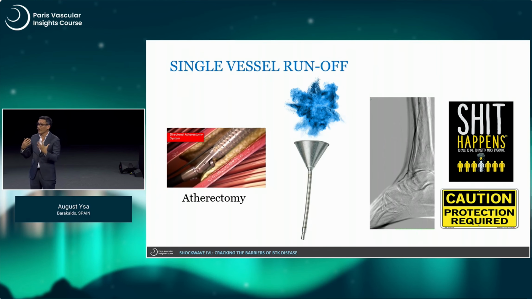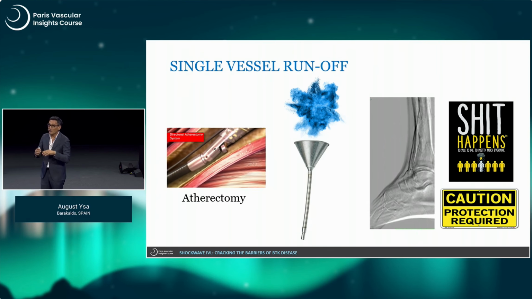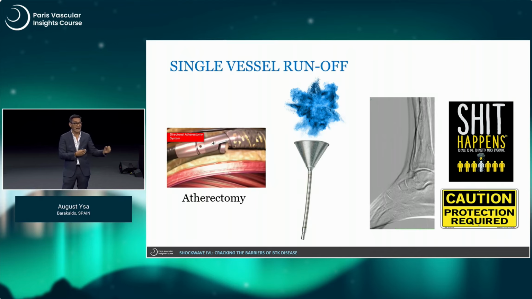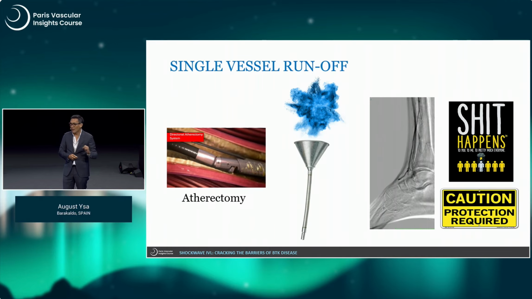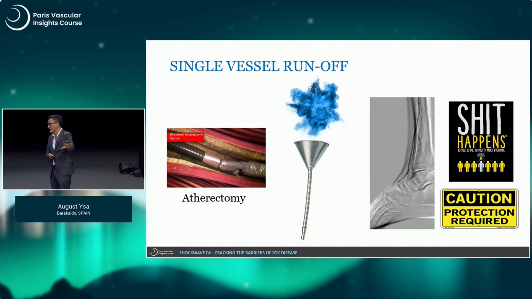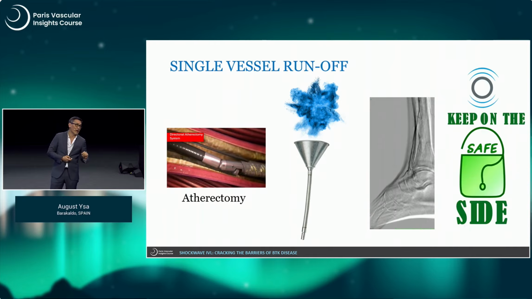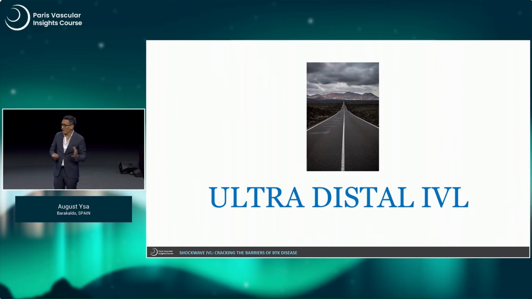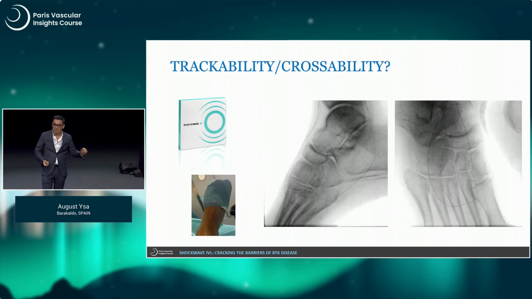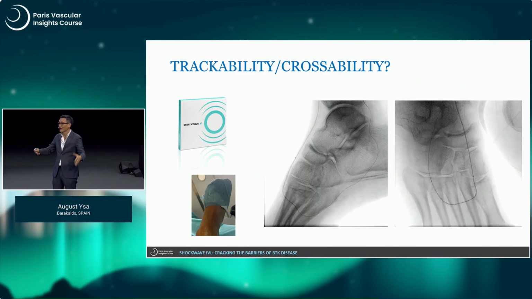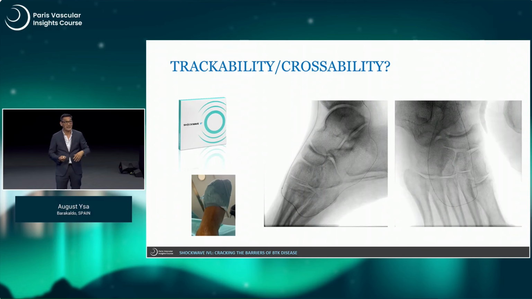But also, if we think about poor runoff, some atherectomy devices in a single vessel runoff can cause this sort of damage. And for that reason, I prefer just to keep on the safe side. And you may probably ask me, August, how far can you go with your IVL strategy? Up to the end. You can treat the plantar arch with your E8 catheter because it has increased trackability and also crossability.